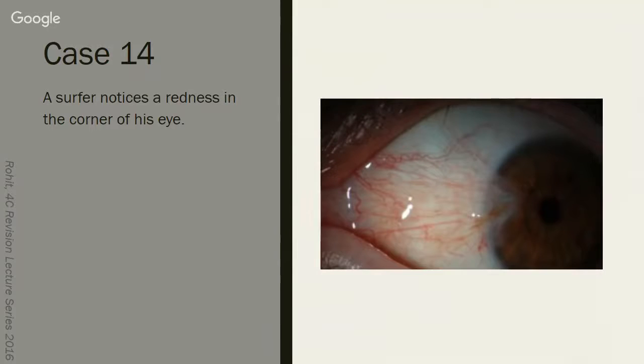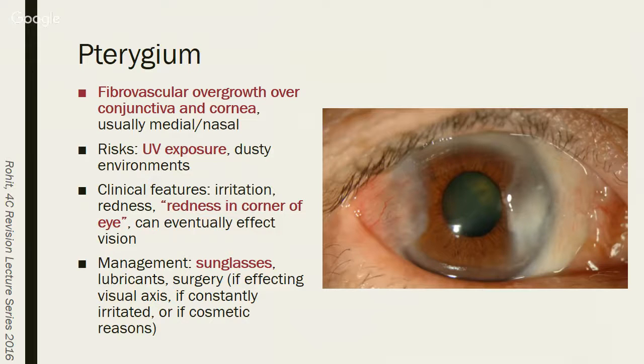So we'll move along. A surfer notices a redness in the corner of his eye. Any ideas? Pterygium, or surfer's eye. This is a benign condition. You get this red, fibrous growth that moves to the middle of the eye from each side, as you can see here. They start off on the sides and they move inwards.